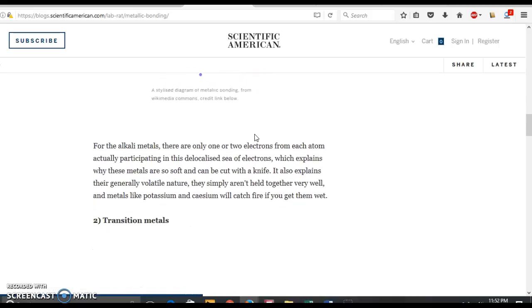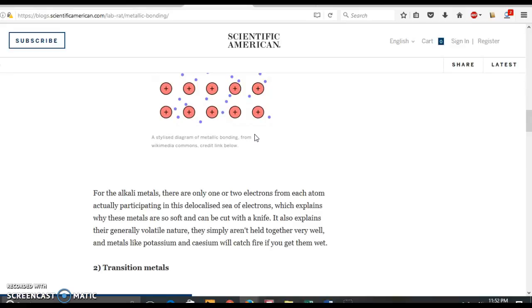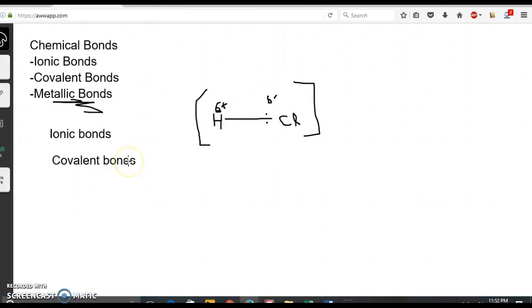Now we have talked about the main 3 chemical bonds in compounds: ionic, covalent, and metallic. I want you guys to further investigate different compounds and try to see what the major chemical bonds are that they have.